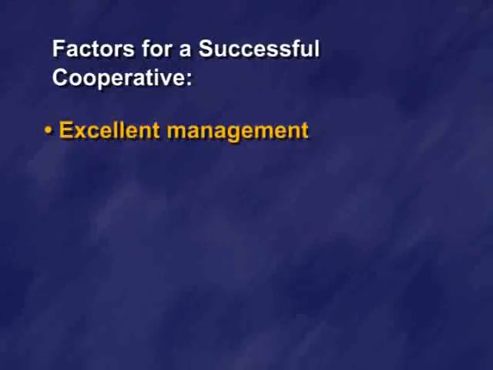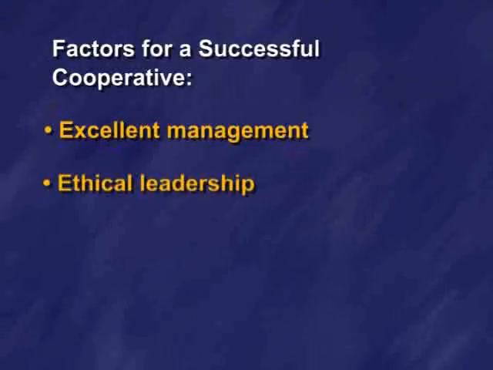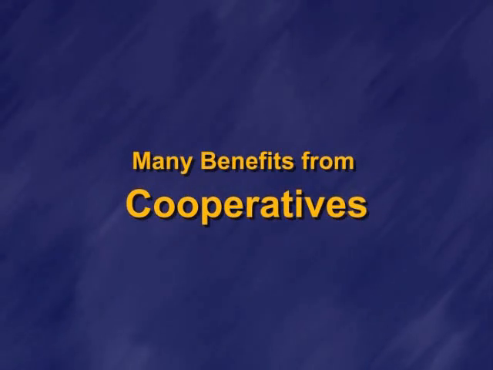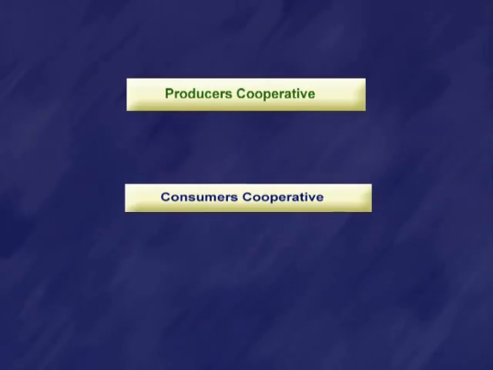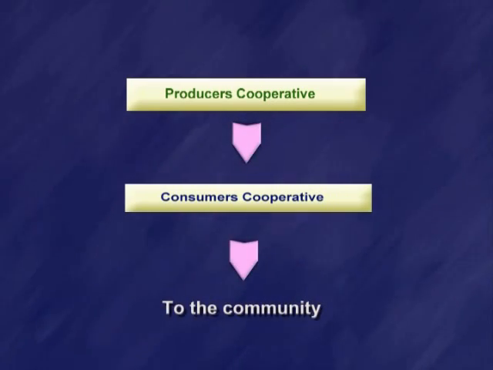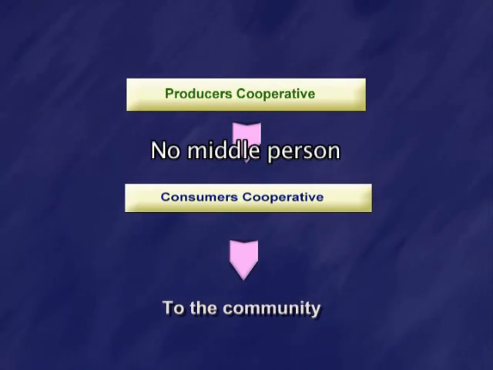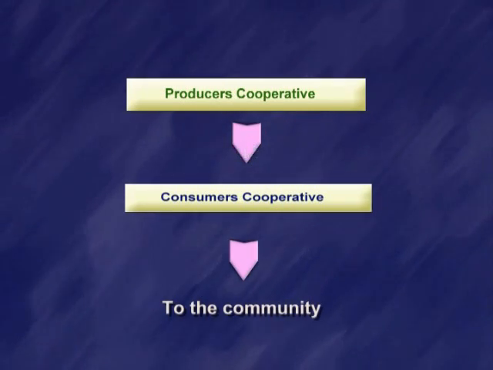Successful cooperatives depend on several factors, including excellent management, ethical leadership, and a genuine need in the community for the business provided. Many benefits stem from cooperative enterprises. The farmers, for example, can form producers' cooperatives and sell directly to a consumers' cooperative. This cuts out the middle person, which means a significant reduction in the end price.